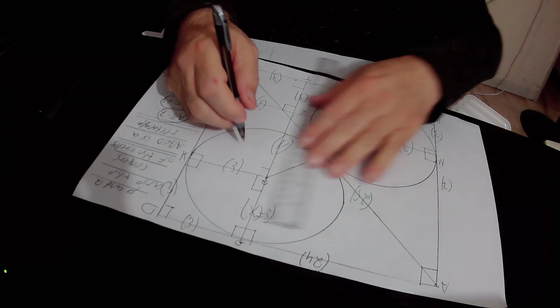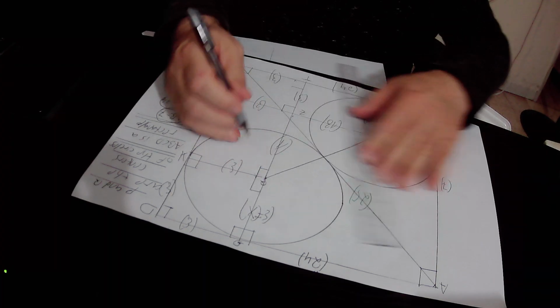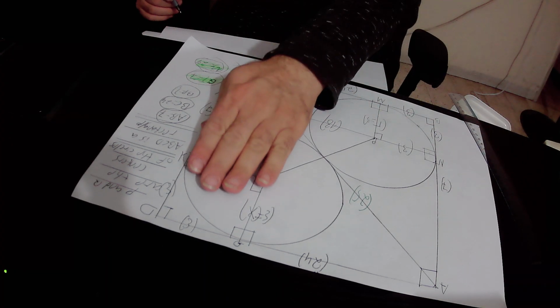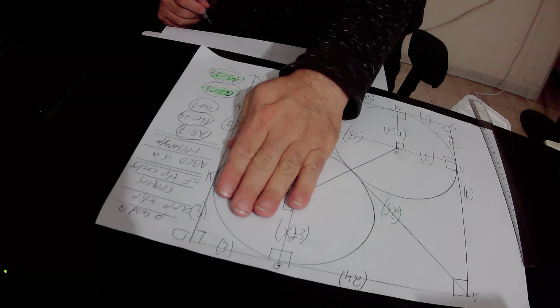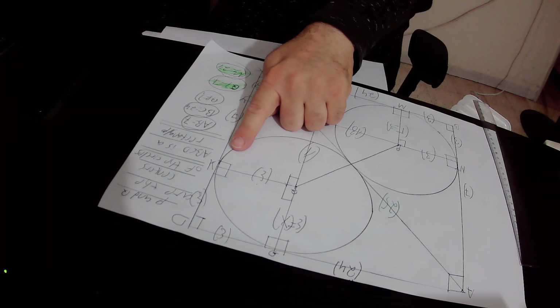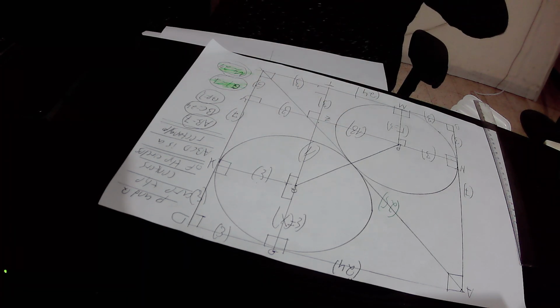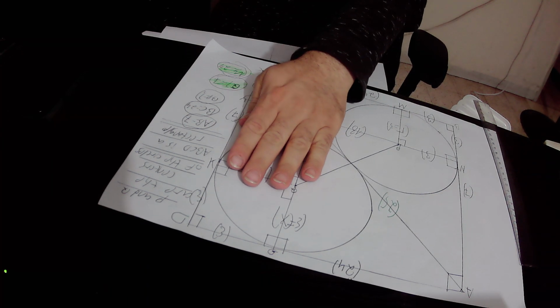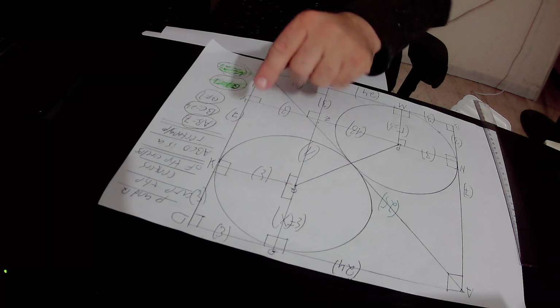In the next step, we will focus on this side of the straight line DC at point K. Okay, so this angle equals 90 degrees according to rule number 1. So in the next step, we will focus on this side of the straight line DC at point Y.